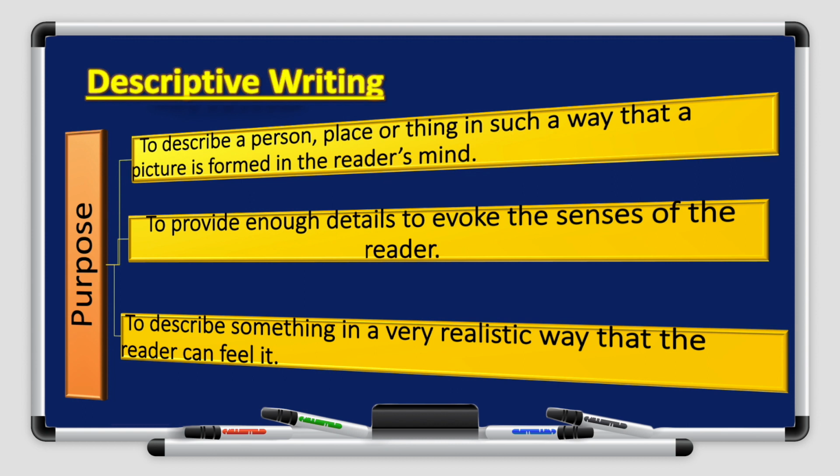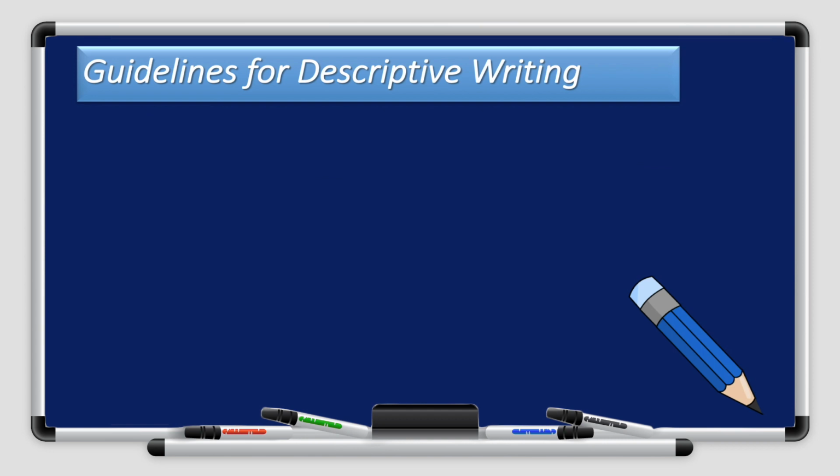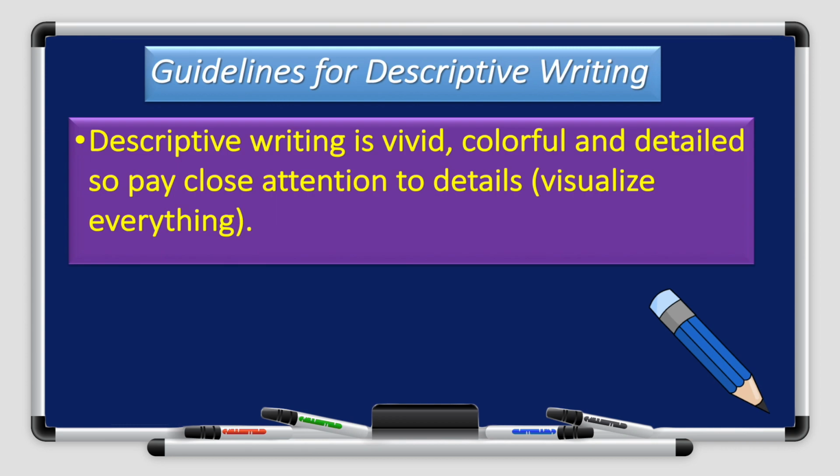And that's why you're describing your writing in a very realistic way that the reader can actually feel it. When it comes to writing a descriptive piece, there are some guidelines that you need to follow in order to write a well-written piece. So, it is important that your descriptive writing should be vivid, colorful, and detailed. So pay close attention to details. Try to visualize everything. You want your reader, when reading your writing, to actually recognize it if they saw it. So it is important to visualize everything.